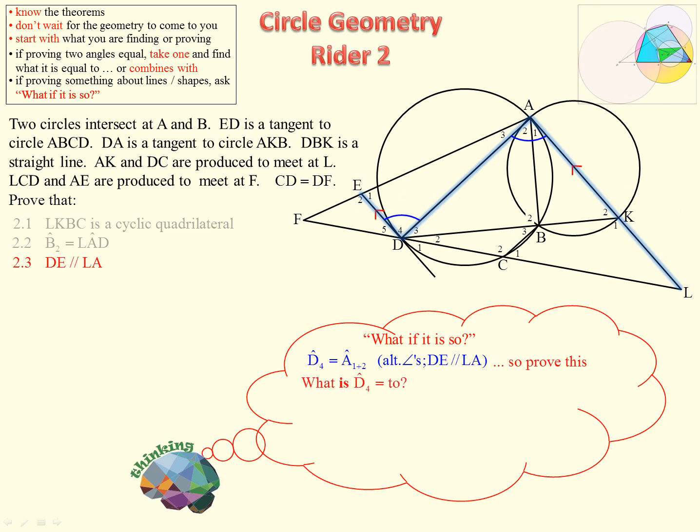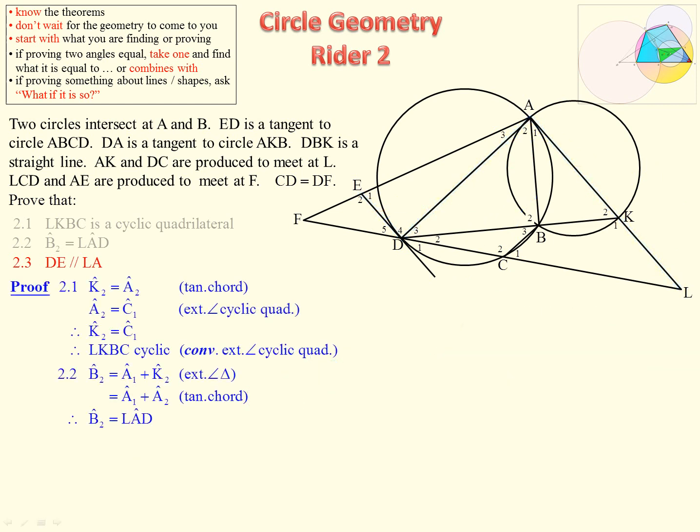So we'll start by saying, well, what is D4 equal to? There's a tangent, there's a chord, and there's the angle subtended by the chord there. D4 is equal to B2, tan chord. Now we're going to ask, is B2 equal to A1 and 2? This one that was equal to, that we need equal to there. And of course, yes, because we've just proven it. So therefore we have D4 equals A1 and 2, and those are alternate, so it makes the lines parallel.